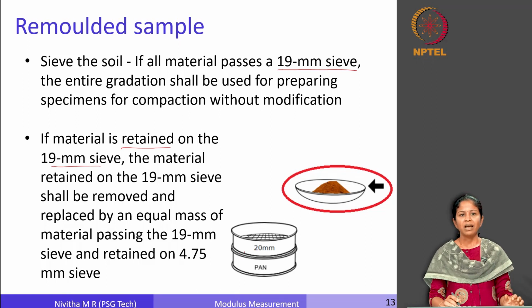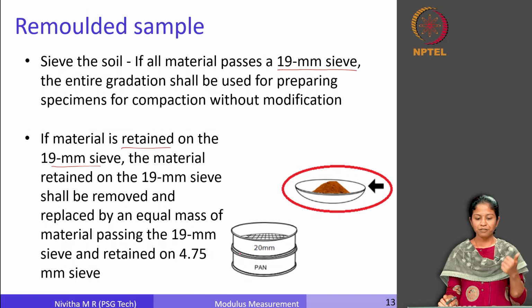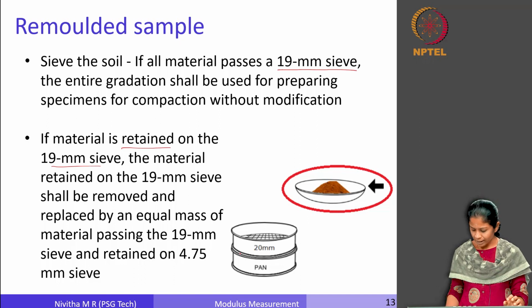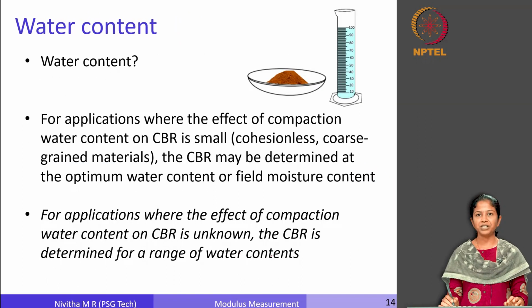But now there is a question: if I replace some amount of the larger particles which are actually present in the field with a finer material, won't my CBR change? There will be some small variations in the CBR when you change the gradation, right. But just to ensure repeatability and minimize the variability in the test procedure, this kind of adjustment is specified. So, the first step, we sieve the soil, remove whichever is greater than 19 mm, and replace it with material which is between 19 mm and 4.75 mm, right. Once this is done, we have to add a sufficient amount of water.